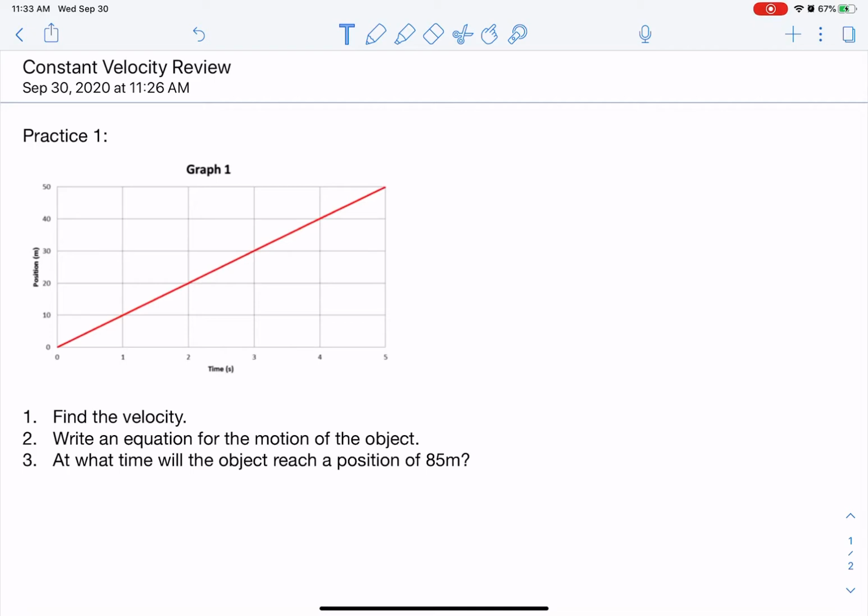Okay, so in this first problem, I'm given a graph of position time, and I'm asked three questions. I want to find the velocity, I want to write an equation for the motion of the object, and I will find at what time the object will reach a position of 85 meters. So let's start from the beginning. To find the velocity, I know this is going to be the slope of a position time graph.